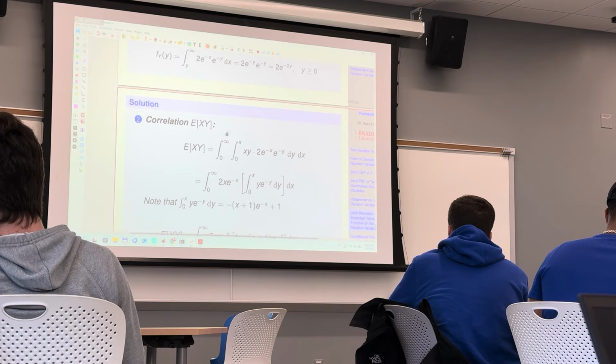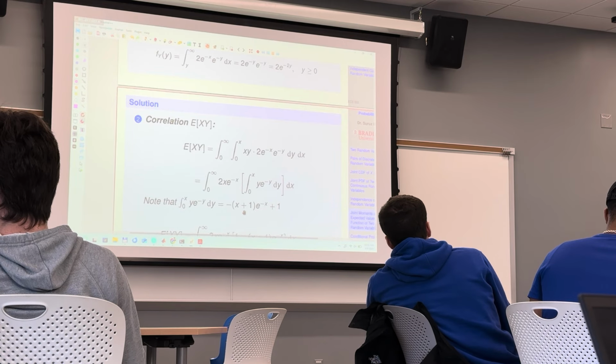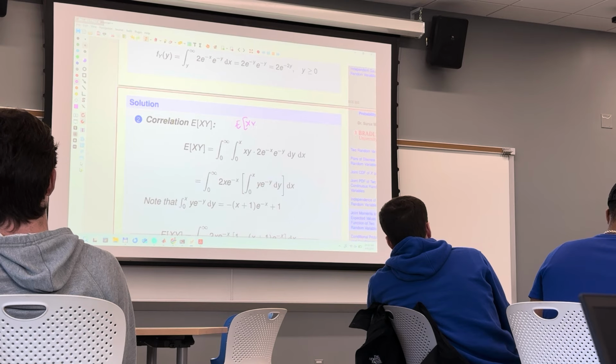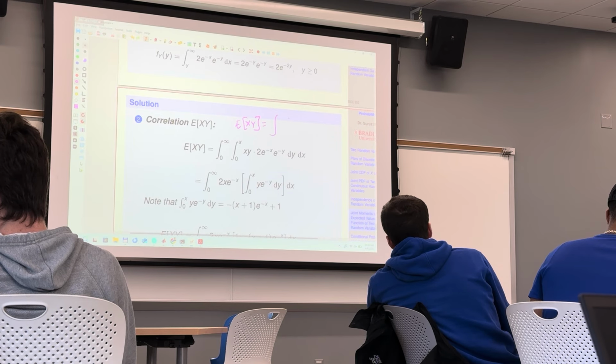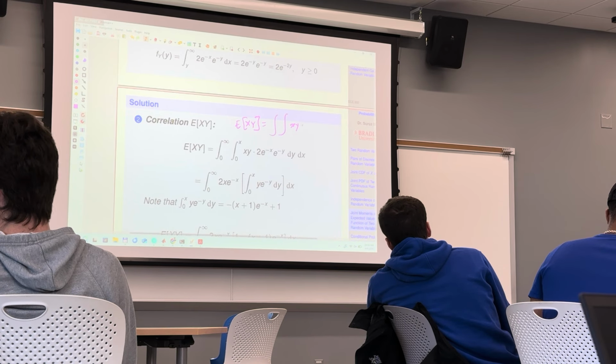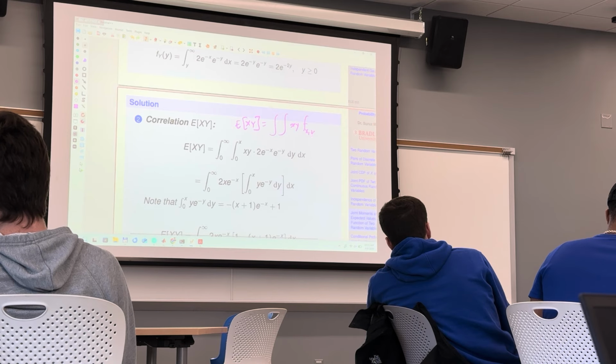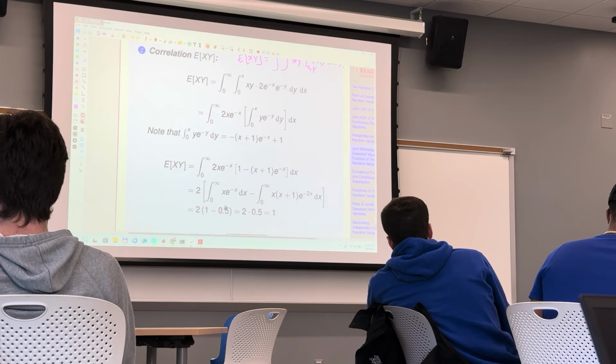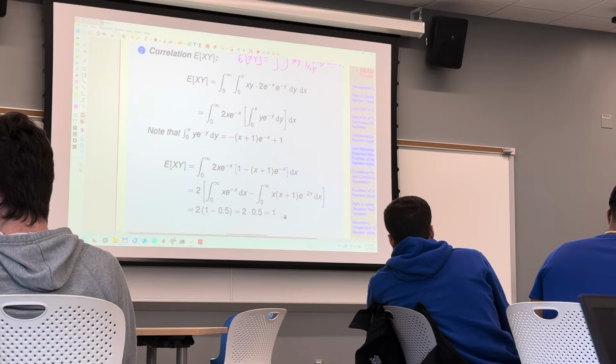Now you find the correlation. Look at the equation that we have. The correlation, E of xy, is a double integral of xy times the joint PDF of random variables x and y, dx dy. That's exactly what we have, but this time with limits 0 to infinity and 0 to x. You go through this integration with the substitution method, and eventually you will see that the correlation is 1.